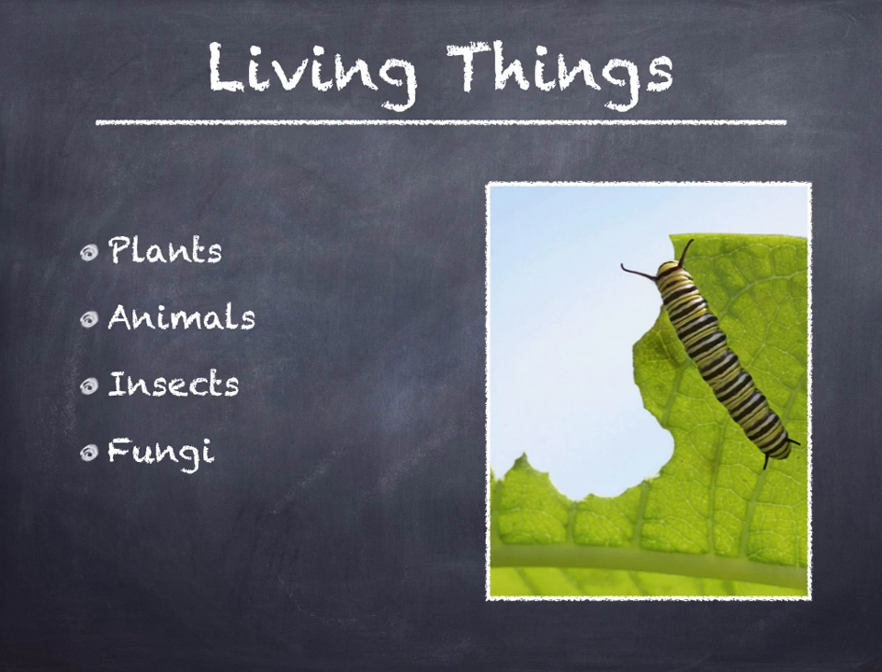Let's start with living things. Living things can include plants, animals, insects, and fungi, or what you call mushrooms. Now there are 5 things that separate living things from non-living. All living things need water, sunlight, air, food, and they all have the ability to reproduce. Animals and insects can have babies, while plants and fungi have seeds.